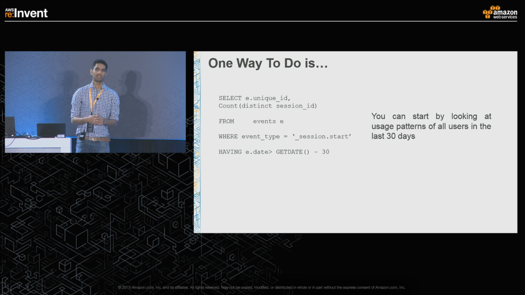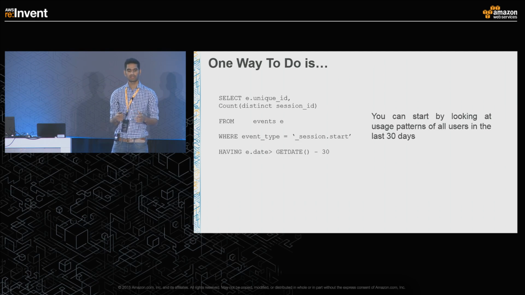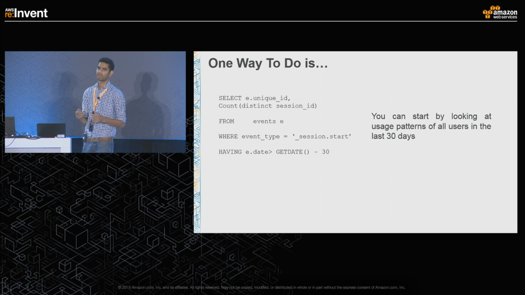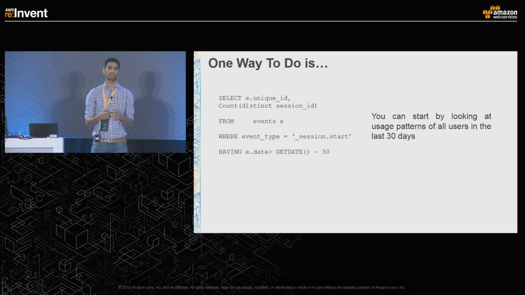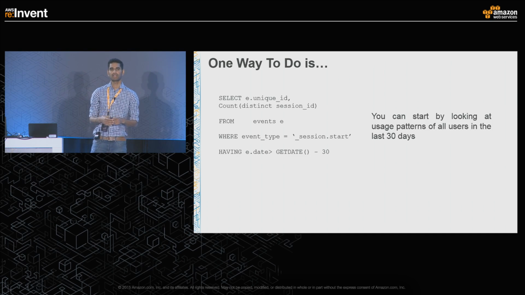So one way to do it is, you could start writing some SQL queries. You could start by looking at the usage pattern of all the users in the last 30 days. You write this small SQL query, you run it, and depending upon the size of the data, it might take a few minutes to run, and you get this data, and you export it to Excel or to another BI tool that you might be using, and you'll start glancing for some visible patterns in the data.